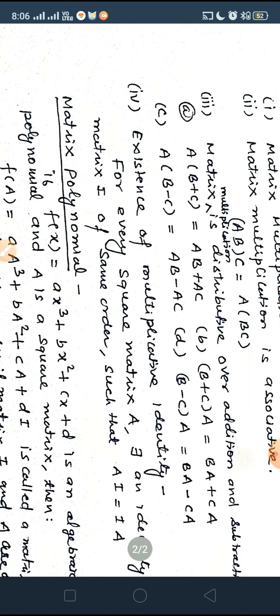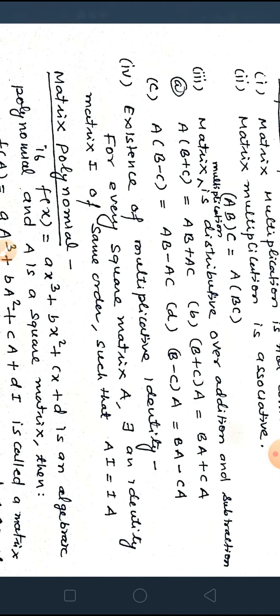Here, for every square matrix A, there exists an identity matrix I. Recall that the identity matrix I told you about is a square matrix whose principal diagonal elements are all unity, a matrix I of the same order such that AI is equal to IA. If you multiply, AI is equal to IA, then this will be equal. Here I is called the identity matrix for A. So there exists an identity matrix for every square matrix A.